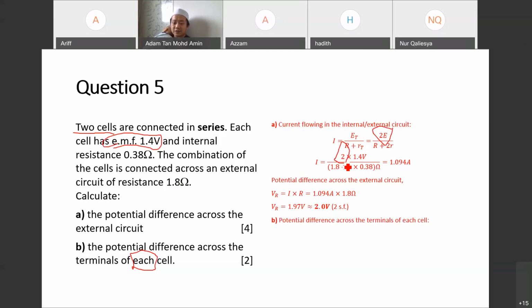So the potential difference across the terminals of each cell, we can use Kirchhoff's voltage law. So V equals E minus Ir. So V equals 1.4 volts minus Ir. So here you get the voltage across the terminals of each cell is going to be equal to 0.98 volts. Can you follow? Yes. Alhamdulillah.